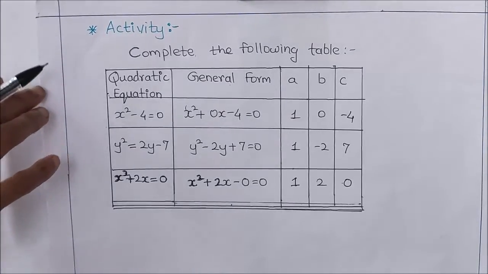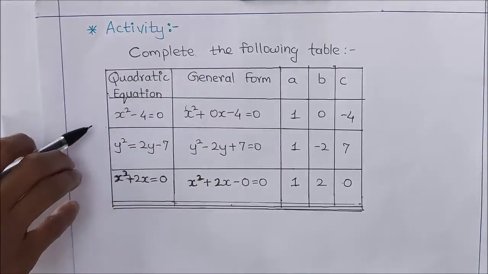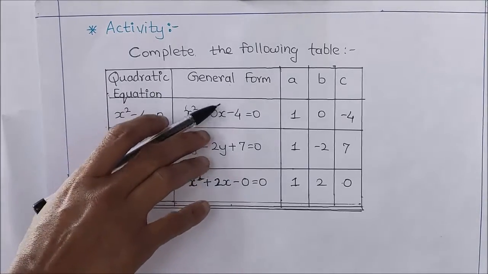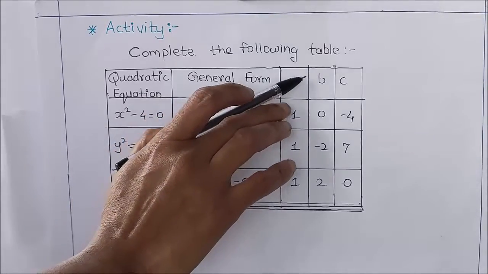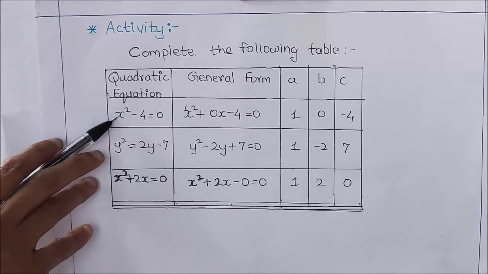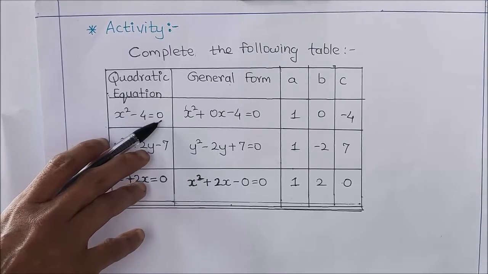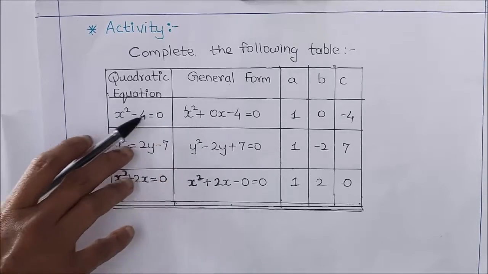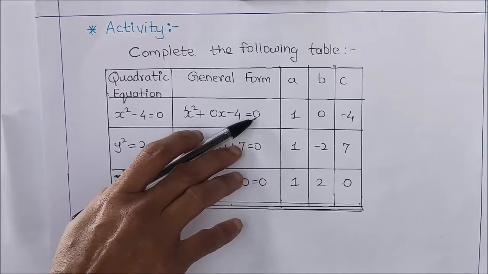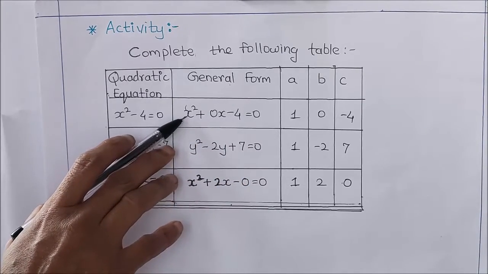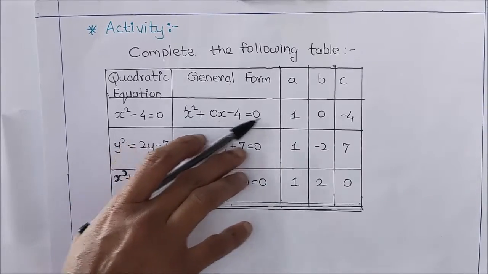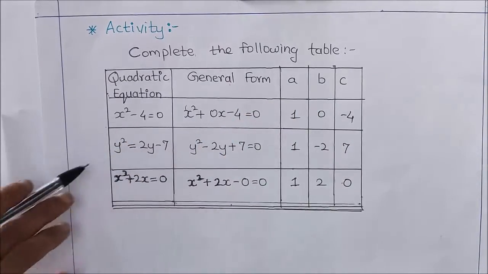Let's follow an activity. Complete the following table. Here, few quadratic equations are given. We have to convert it into general form and then we have to equate it with a, b, c. So, first example given is x square minus 4 equals 0. In general form, we can write it as x square plus 0x minus 4 equals 0, where x square term is having coefficient 1. So, a is 1, b is 0 and c is minus 4.